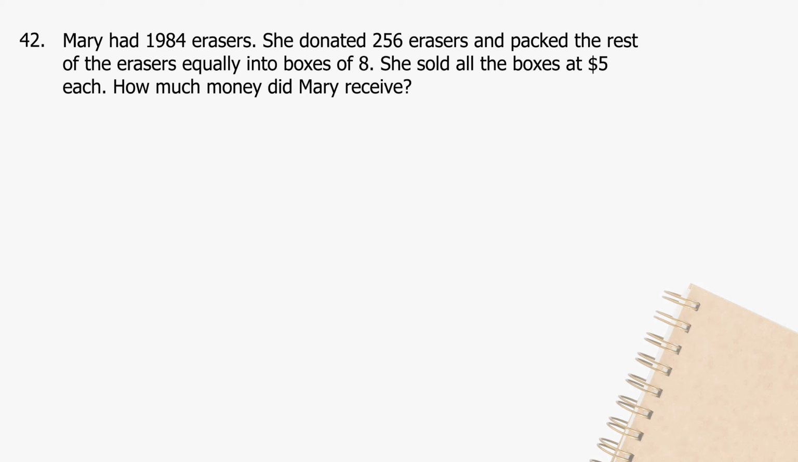Question 42. Mary had 1,984 erasers. She donated 256 erasers, and packed the rest of the erasers equally into boxes of 8. She sold all the boxes at $5 each. How much money did Mary receive?